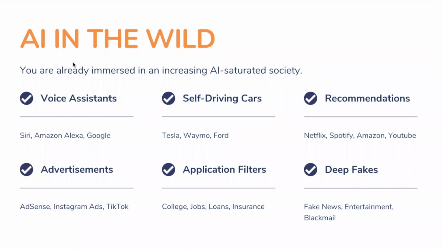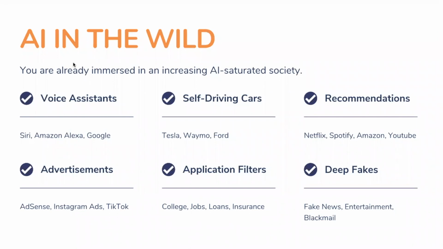And on top of this, you have application filters for colleges, jobs, loans, and insurance. So what does that mean? That essentially means that there's an application of AI that helps filter out specific types of things that the companies are looking for in applications, such as maybe specific extracurriculars or just meeting certain GPA requirements for a college application, for example. And then, of course, we have deepfakes, which you guys might have heard about.